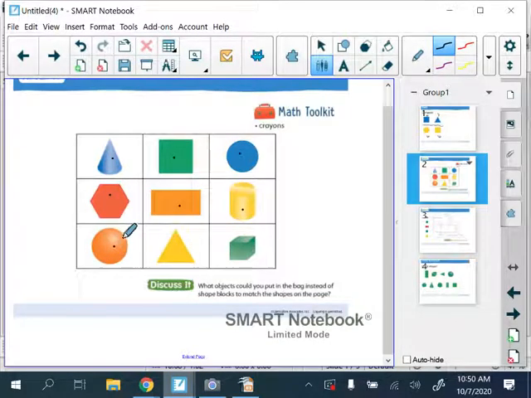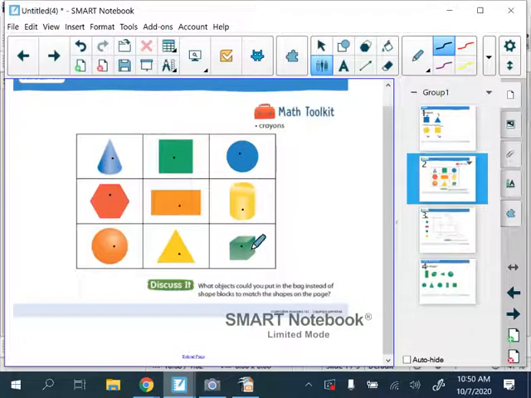What about this orange shape on the bottom? Ooh, remember, it looks like a ball. It's a solid shape called a sphere. And what about this yellow shape right here? That is a flat shape called a triangle. And this shape in the corner is a solid shape called a cube.